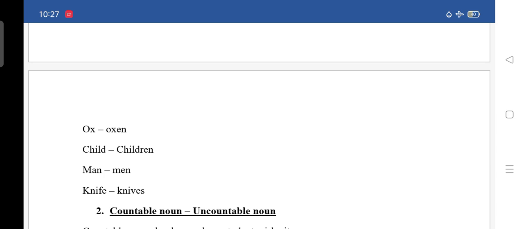Man is singular, men is plural. Knife, you can see the change of spelling here. In singular form, you have K-N-I-F-E, whereas in plural form, K-N-I-V-E-S, knives. Okay, so these are some differences of singular number and plural number.